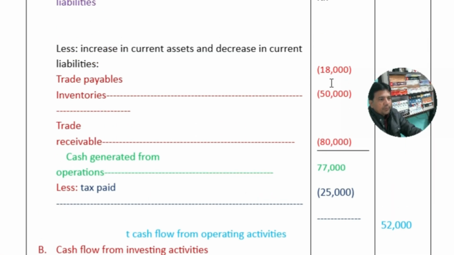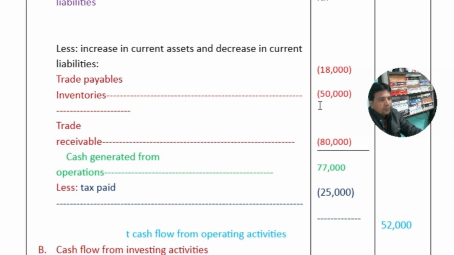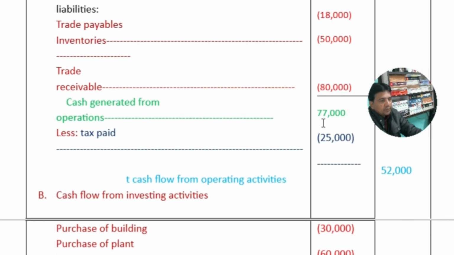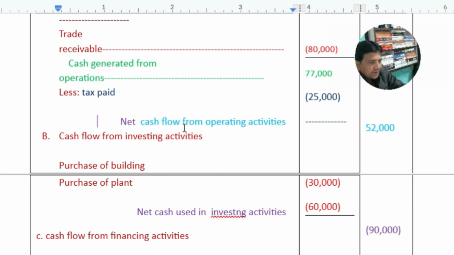After giving the effect of minus, here 2,25,000 minus 18,000 minus 50,000 minus 80,000, the balance is 77,000, and this is cash generated from operation. Thereafter we have to deduct the tax paid. So it is given in the additional information, tax paid amount is 25,000. So finally the balance obtained, cash flow from operating activities 77,000 minus 25,000, it is 52,000. So net cash flow from operating activities 52,000.